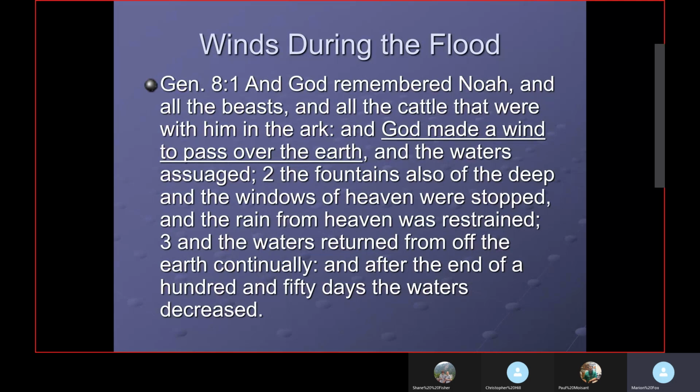Now, let's go to how we can explain this with a reasonable flood model. What we have here is in Genesis 8:1, and God remembered Noah and all the beasts and all the cattle that were with him in the ark, and God made a wind to pass over the earth, and the waters assuaged. So there was a wind that passed over the earth as well. And kind of keep this in mind.